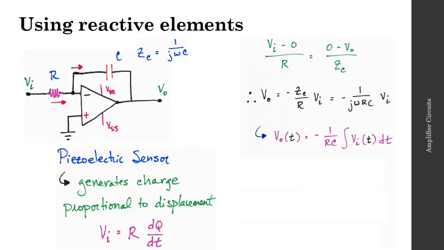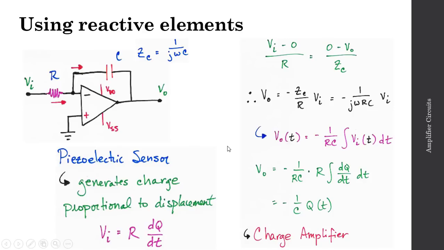So I could rewrite this expression of my output voltage with respect to time for a piezoelectric sensor as Vout equal to minus 1 over RC times R times the integral of dQ/dt dt. And you'll notice the R's cancel, so I can rewrite this as minus 1 over C times Q(t). And so this op-amp circuit is often used as an integrator, and in this case, it's also useful as a charge amplifier.